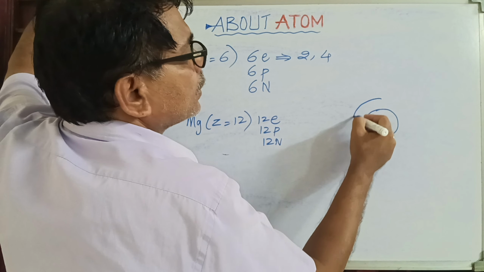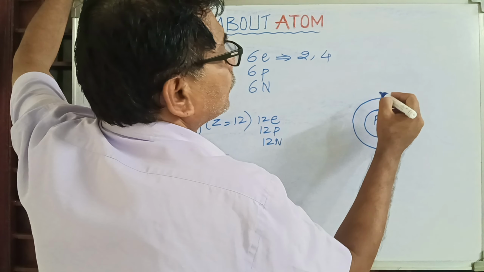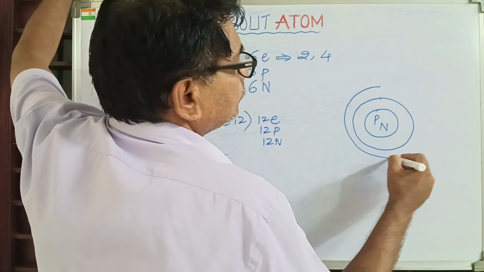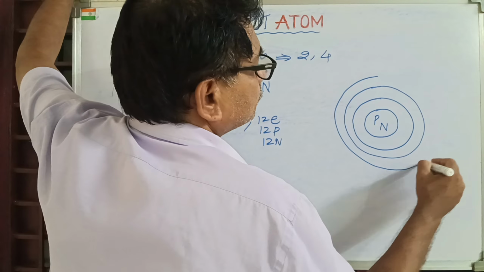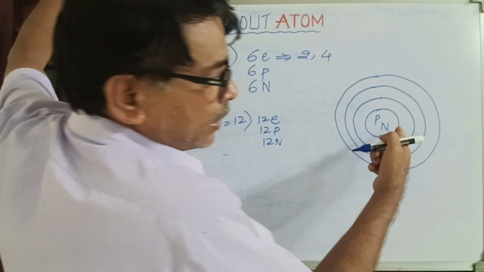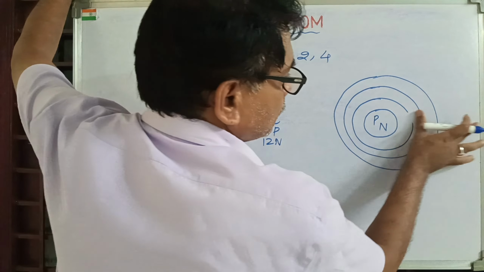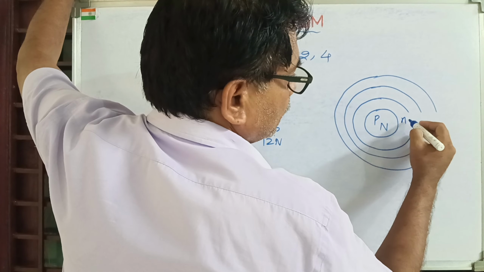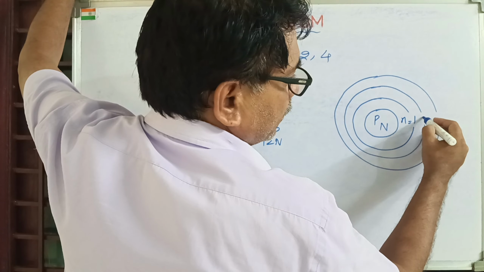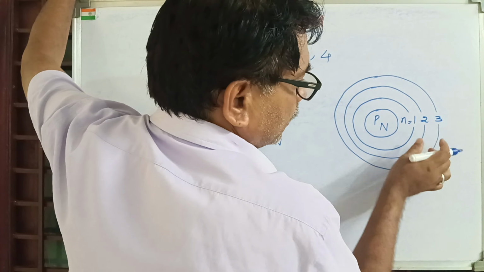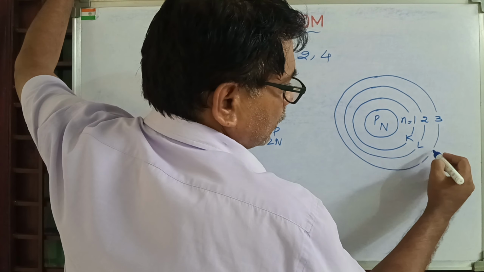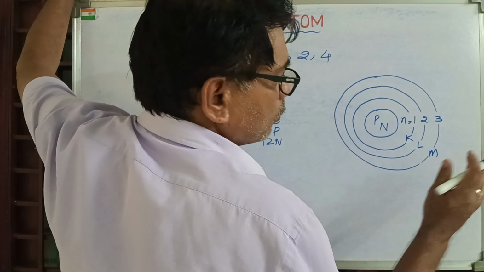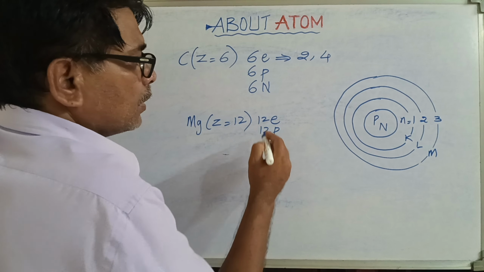Then comes the first shell, then the second shell, then the third shell. Electrons are actually revolving in these shells. These shells are also represented like this: n equals 1, n equals 2, n equals 3. They are also named K, L and M. The first one is the K shell, then the L shell, and the third one is the M shell. It goes on.